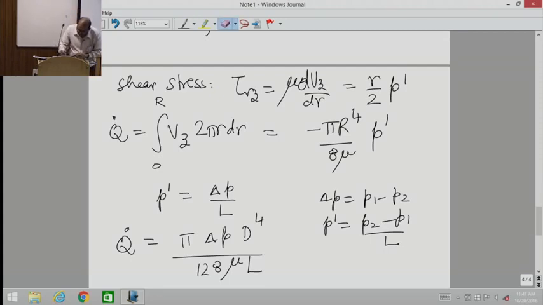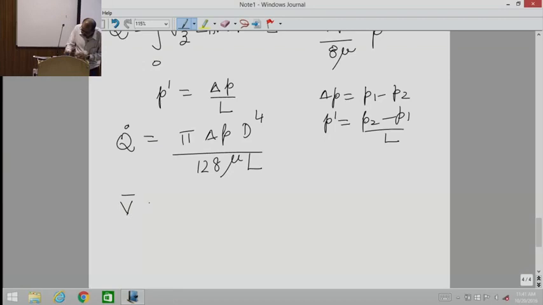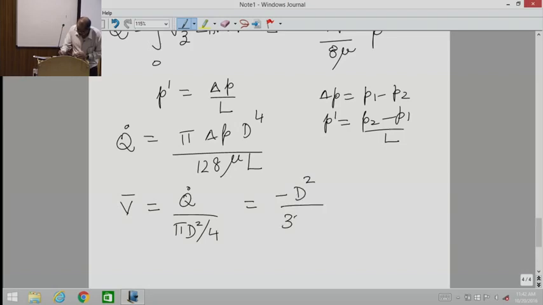So maybe I'll write it clearly. And average velocity, if I want to work out, the average velocity works out to be equal to Q dot divided by the area. So this becomes equal to minus d square upon... the minus sign comes, of course, because P prime has been defined as P2 minus P1.